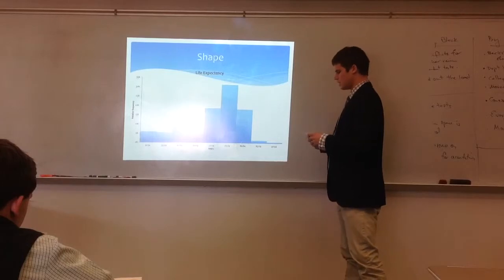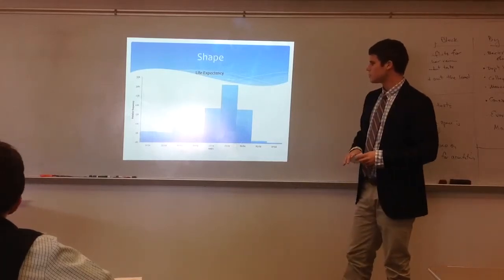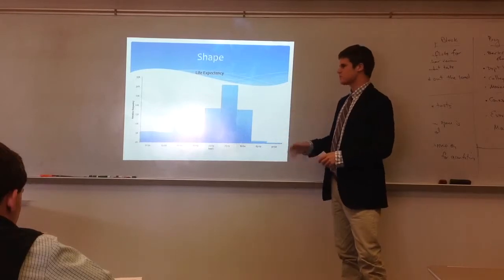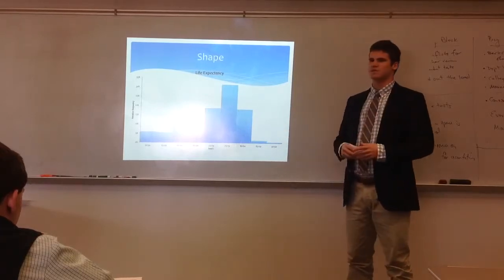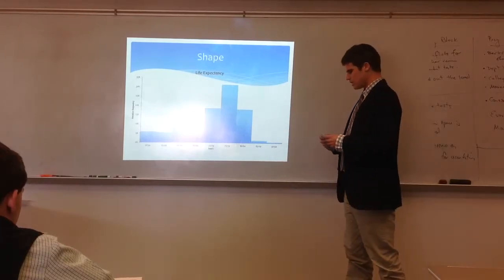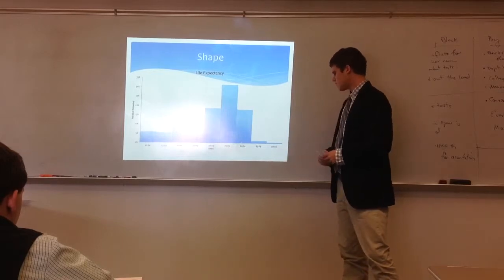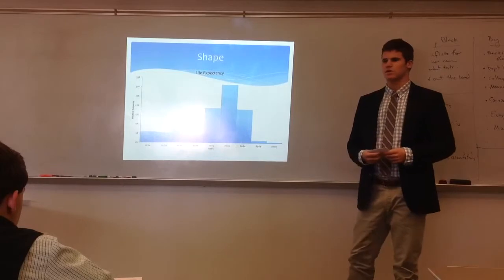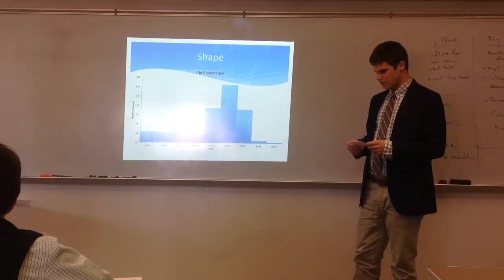So this is my histogram, which shows the shape of everything, and it is left skewed, thankfully, which is good when you're talking about life expectancy. You want high numbers. The range is about 40. And there's only one country in the 90 to 94 life expectancy range.